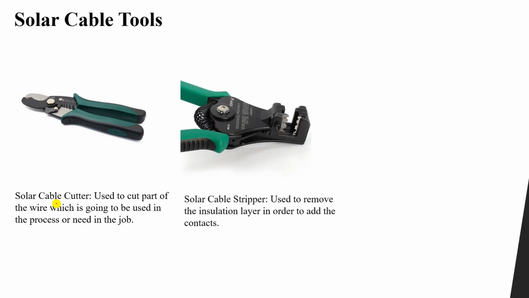The second part is the solar cable stripper. What does it do? It simply removes the insulation layer, in order to add the contacts or the pin of the clamp or the M4 connector. We will see all of this, don't worry.